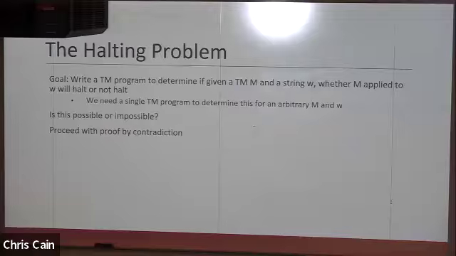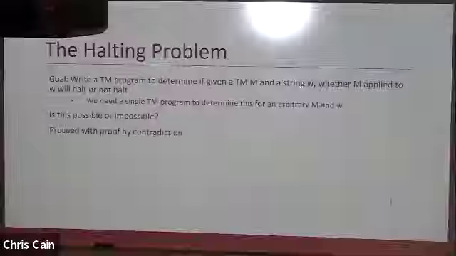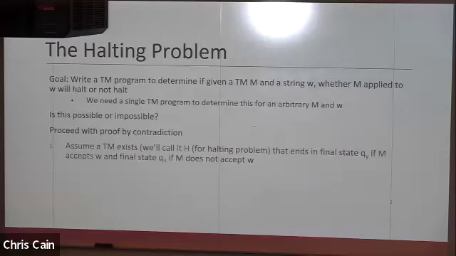Let's see if we can come up with an intuition via this proof by contradiction of why this is not possible. So, proof by contradiction, as is every proof in this class, we're going to start by assuming that such a Turing machine exists. We're going to call it H. This Turing machine solves the halting problem. It will end in some final state if M accepts W, and in another final state, we can halt and reject if M does not accept W.